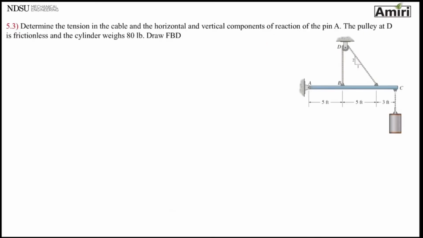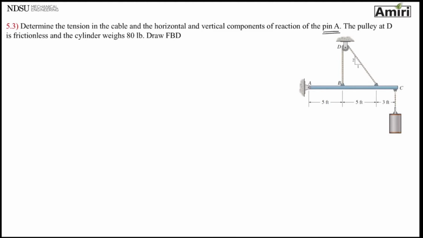Okay. Let's look at another problem. Find the tension in the cable and the horizontal and vertical components of reaction of the pin A. So it tells us that's a pin, so that's good. But if it didn't, simple enough, we can realize that's a pin. The pulley at D is frictionless and the cylinder weighs 80 pounds. Draw the free body diagram.